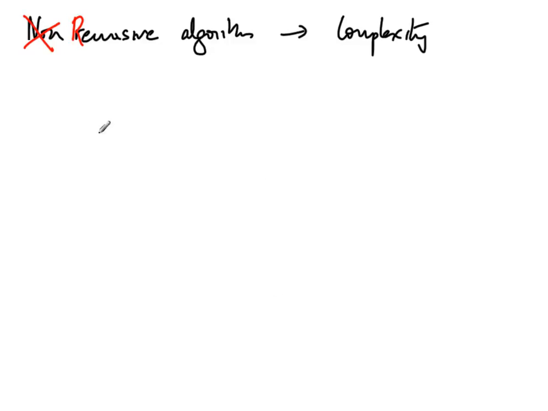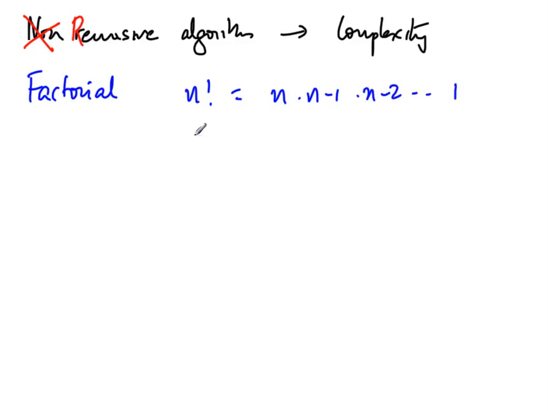The first algorithm that we are going to look at is very simple. It's just the factorial function. We know that n factorial is n into n minus 1 into n minus 2 down to 1, and in particular 0 factorial is defined to be 1. So we can actually write this recursively.